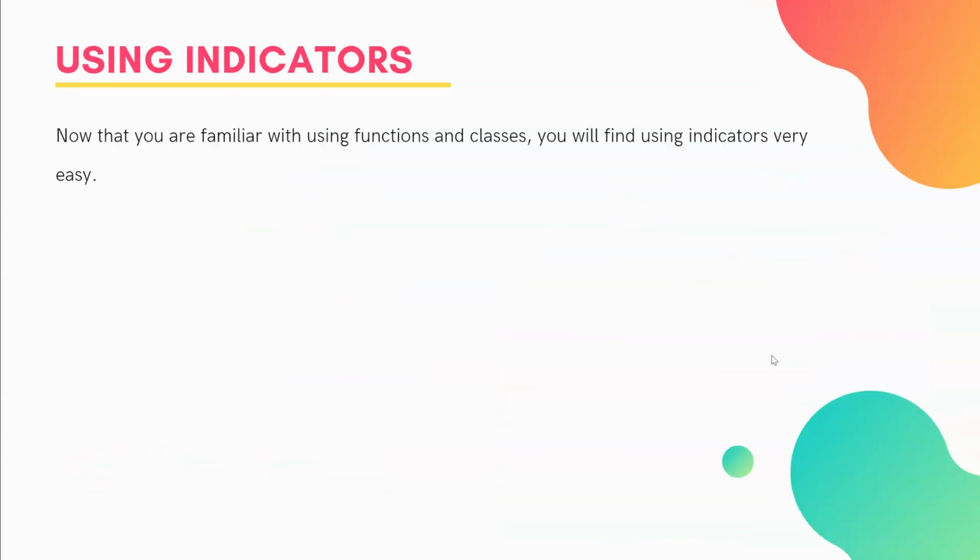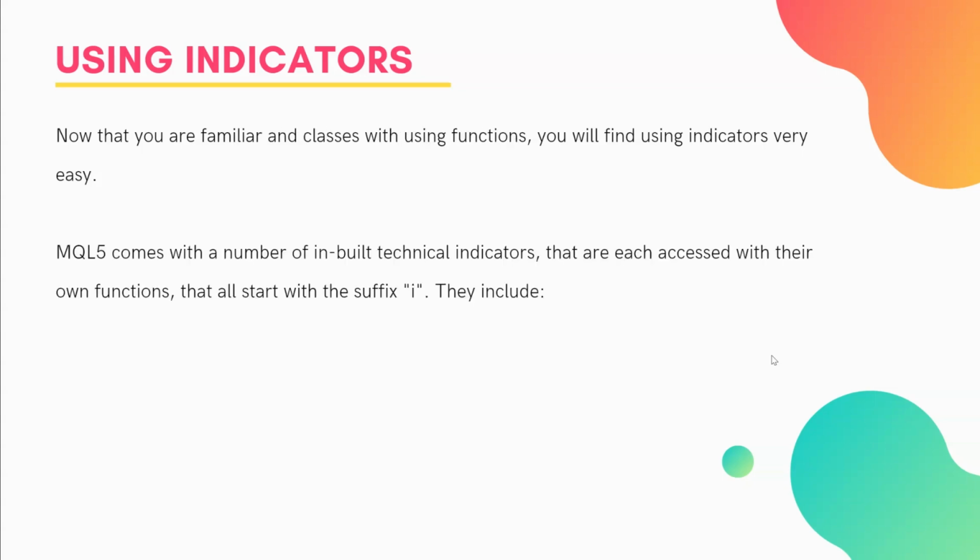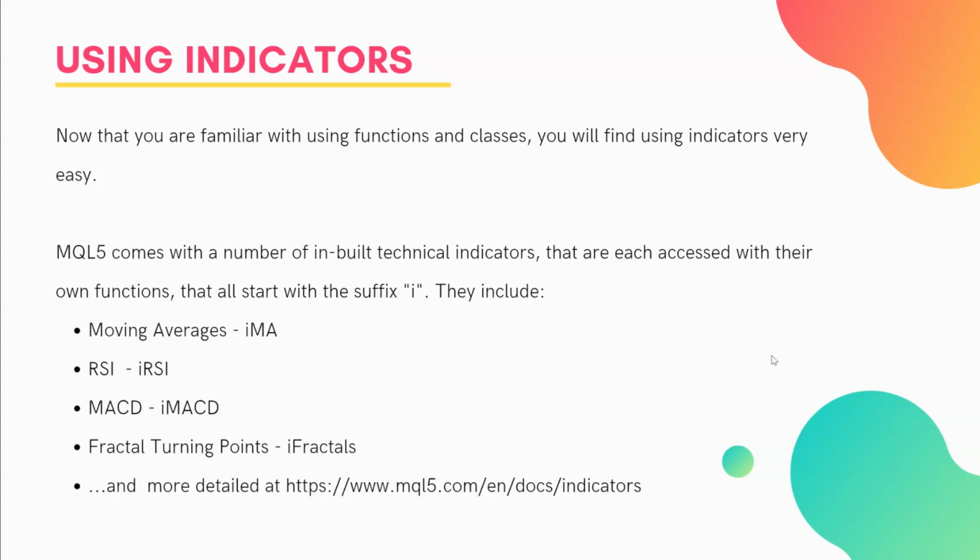So using indicators. We've looked at using functions and classes. Hopefully now you've got the foundations that you'll find using indicators very easy. MQL5 comes with a number of inbuilt technical indicators, and they are accessed with their own functions that all start with the prefix I, and they include all the main ones you'd expect: your moving averages, simple moving average, exponential moving average, those standard ones. Your RSI is listed as iRSI, your MACD, iMACD, and you've got your fractal turning points, iFractals.